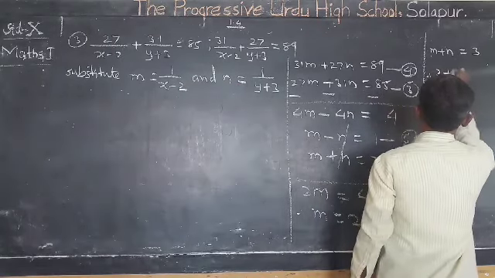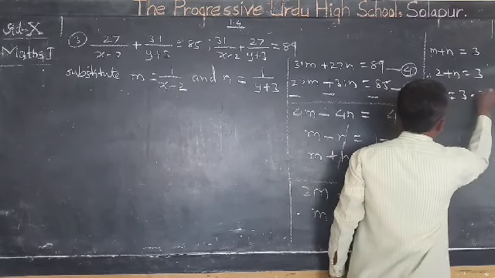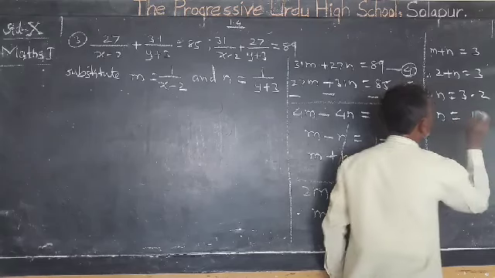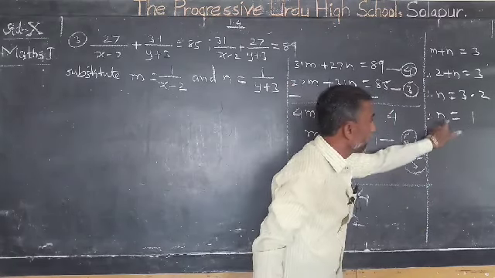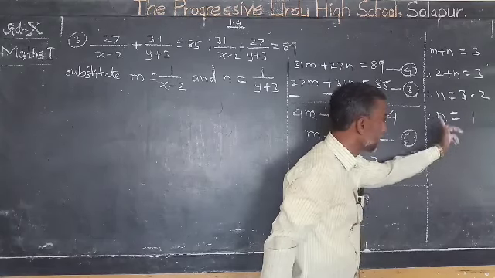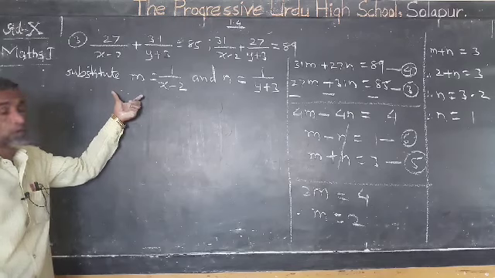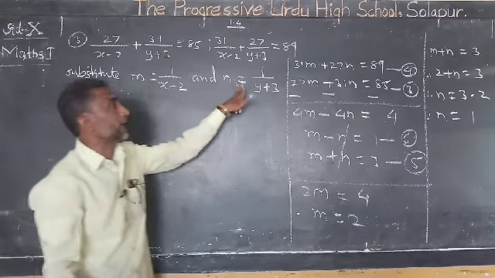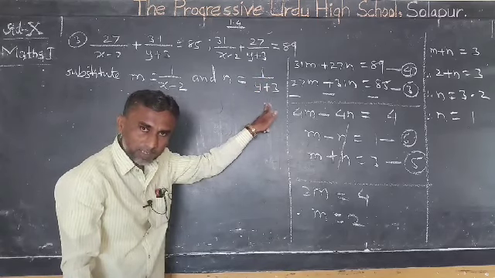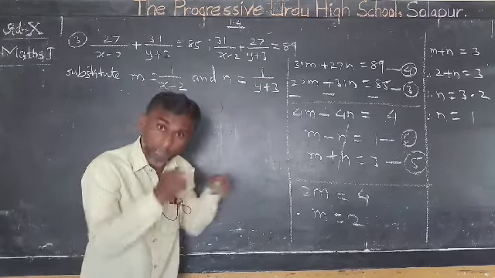2 plus n is equal to 3. Therefore, n is equal to 3 minus 2. Therefore, n is equal to 1. Subtracting 2 from both sides, you will get the value of n, that is, n is equal to 1. Now, we had substituted m is equal to 1 upon x minus 2 and n is equal to 1 upon y plus 3. Now, we should resubstitute the values of m and n.